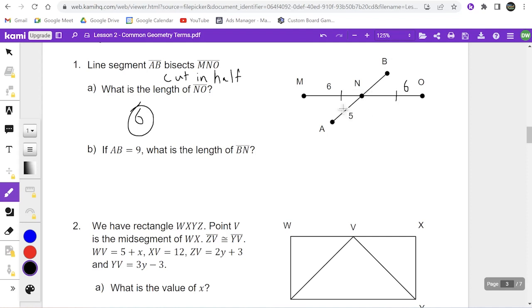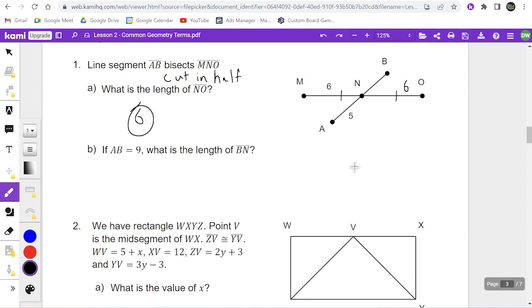Now, one question is, does that mean that this is also 5? And the answer is no. Why not? Because AB was not bisected. I repeat, AB was not bisected. MNO was bisected, cut in half. So then how are we going to find BN?